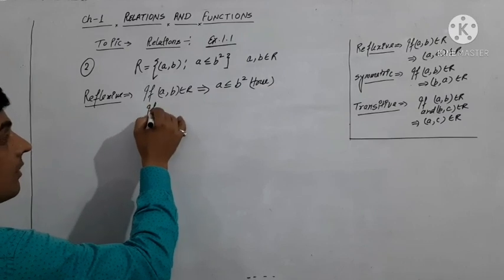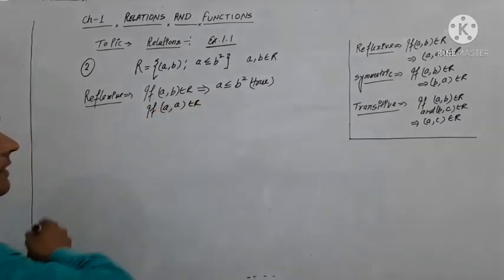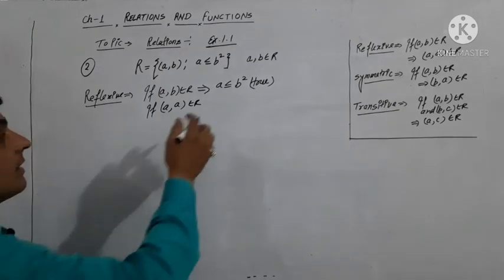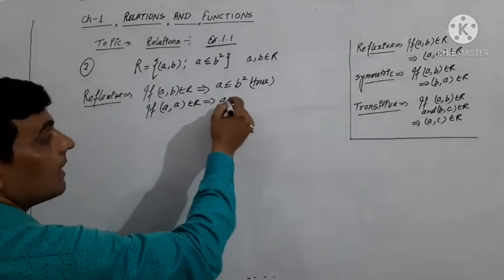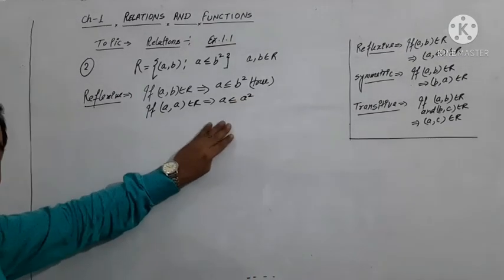And if (a, a) belongs to R, then what is the condition? a is less than or equal to a square. Is this always true?